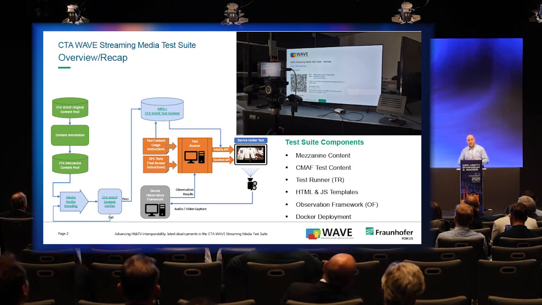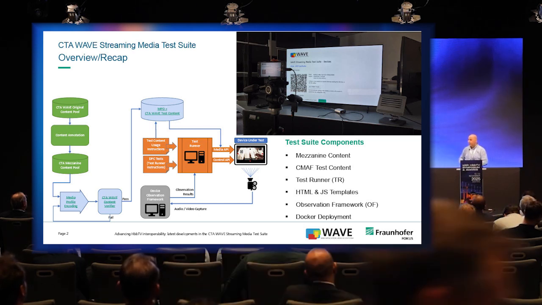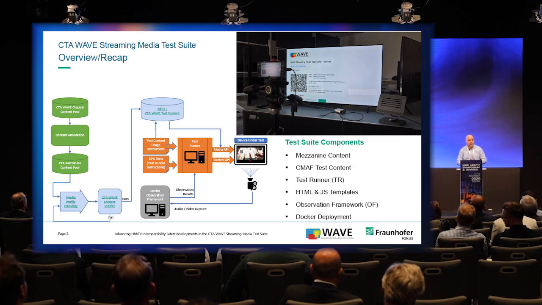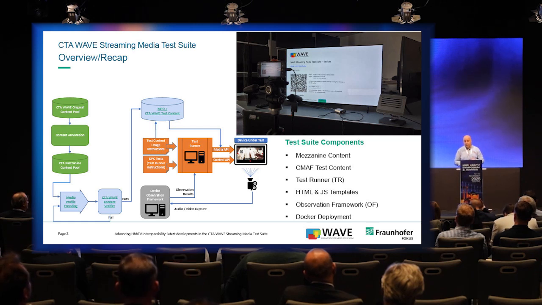We do this because we don't need to have a human sitting in front of the TV doing the testing, because in many situations it's impossible for a human to detect if a frame is missing or to measure startup time and so on. So there is a framework with an architecture. I am not going into the details. There are many components: the measuring content, the encoded test content, a test runner, an observation framework and so on. All are put together in one single framework in this test suite, and it's available as open source for everyone.